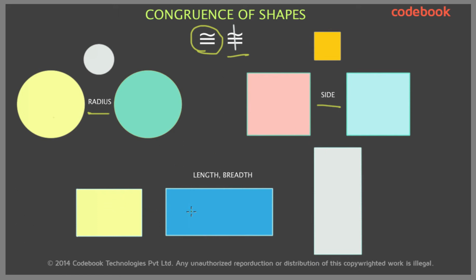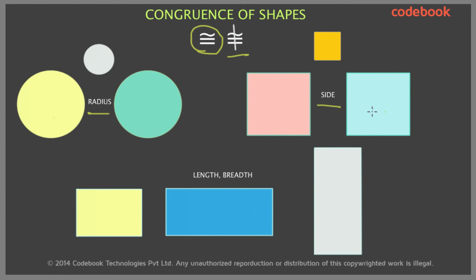In the case of rectangles, however, we need two dimensions. Those are length and breadth, because I can have two rectangles with the same length but different breadths. But I cannot have two rectangles with the same length and breadth and look different. If you observe here, these are two rectangles. If I ask you if they are congruent or not, you may say by looking at the shapes that they look different and they are not congruent.